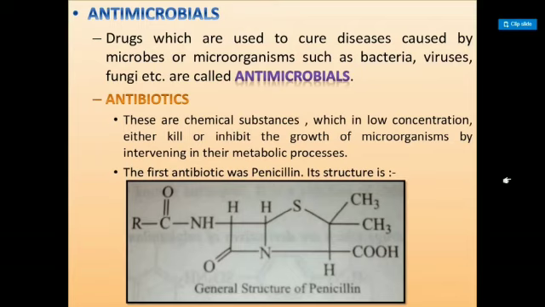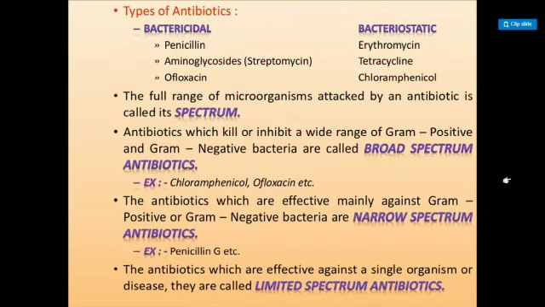The first antibiotic is penicillin. The structure is given here. General structure of penicillin: R-C double bond O, NH, NH2, double bond O, SH, CH3, CH3, COH is the formula of this. Types of antibiotics: bactericidal and bacteriostatic are two types. Bactericidal are penicillin, aminoglycosides or streptomycin, and ofloxacin. Erythromycin, tetracycline, and chloramphenicol are the bacteriostatic.